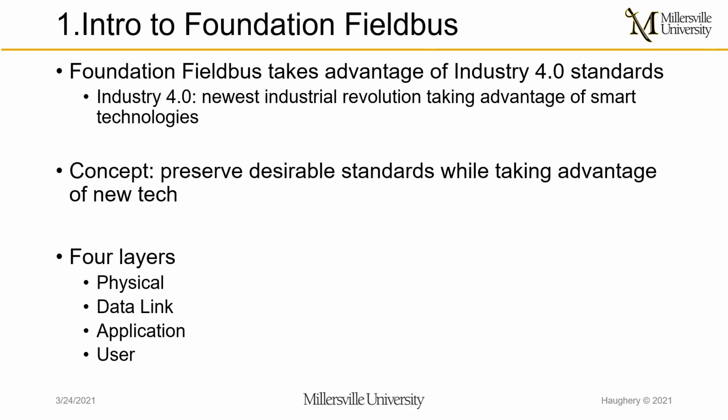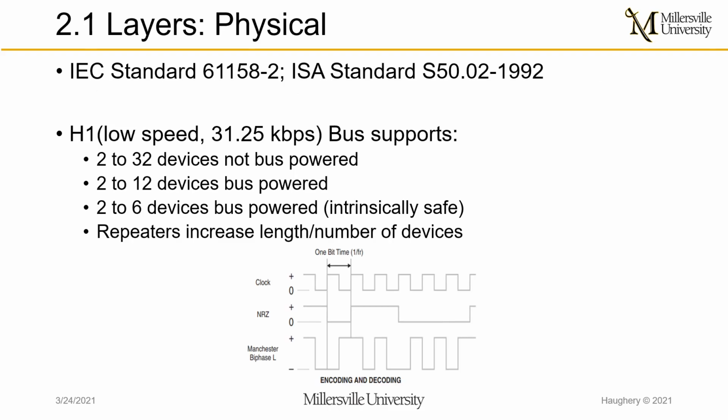The 4 layers of Fieldbus include a physical layer, a data layer, an application layer, and an end user layer. First layer is the physical layer. It has 2 standards, the IEC standard and the ISA standard. The IEC standard is number 61158-2. The ISA standard is S50.02-1992.